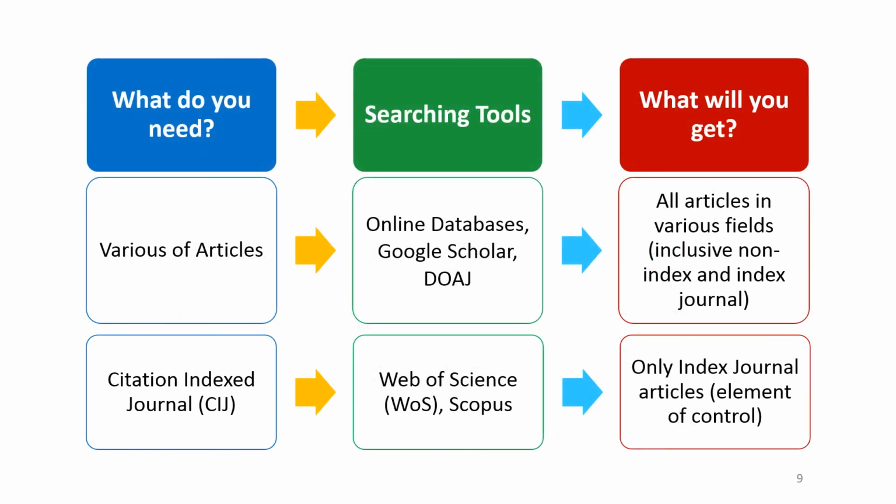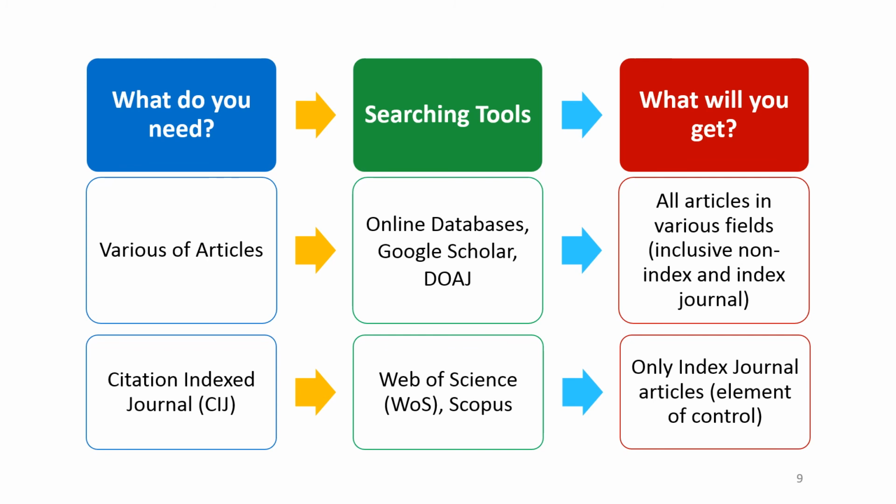The choice of database depends on what you need. If you need various articles, then your searching tool can be an online database, Google Scholar, or an open access journal directory, DOAJ. Then your search result will be all the articles in various views, inclusive of non-indexed and indexed journals. However, if you only target citation indexed journals, then your searching tool will be either Web of Science or Scopus or both of them. Then you will get only indexed journal articles.